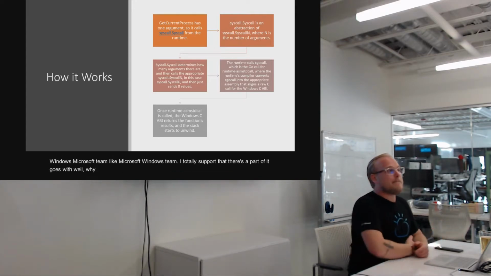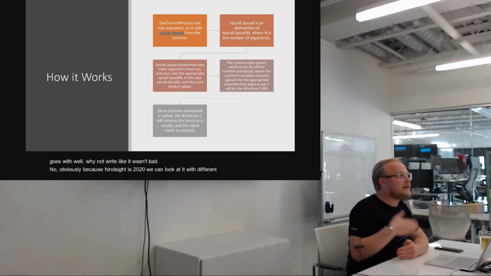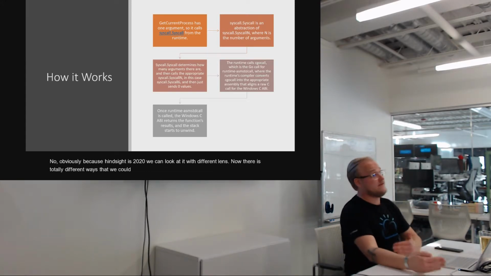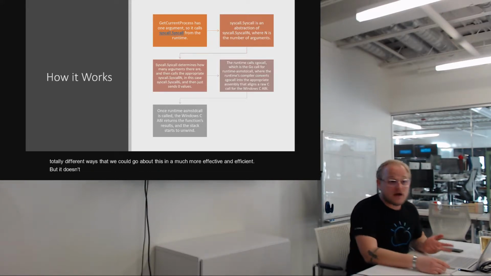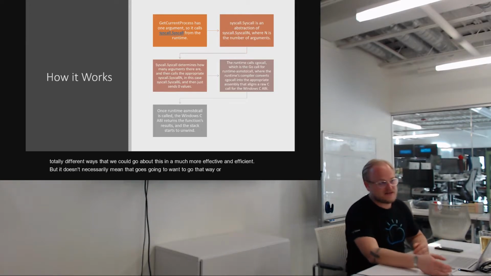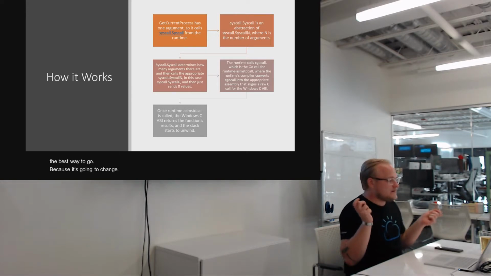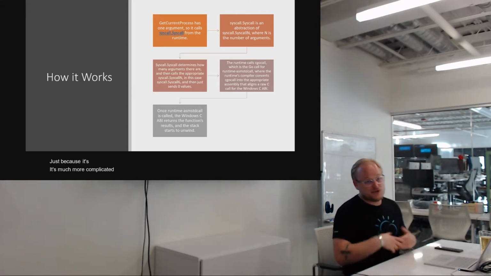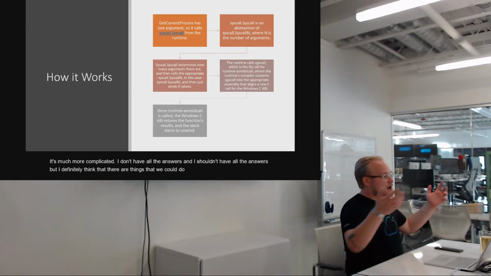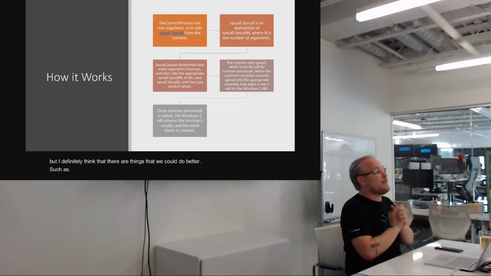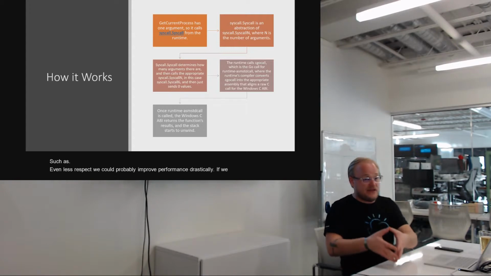It wasn't bad. Now, obviously, because hindsight is 20/20, we can look at it with a different lens. There are totally different ways we could go about this in a much more effective and efficient way, but it doesn't necessarily mean that Go is going to want to go that way, or that it's going to be the best way to go, because it's much more complicated. And I don't have all the answers, and I shouldn't have all the answers, but I definitely think there are things that we could do better. Let's put it this way, we could probably improve performance drastically if we loaded all of the necessary DLLs at instantiation.